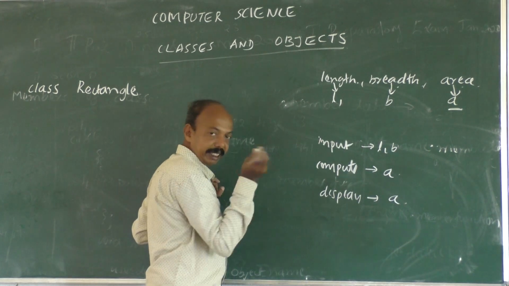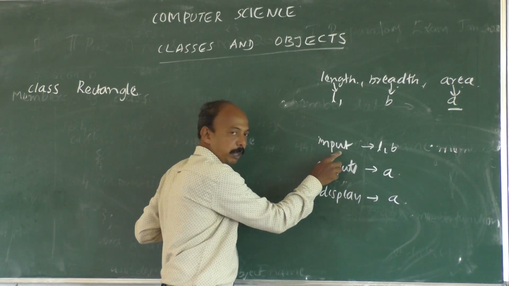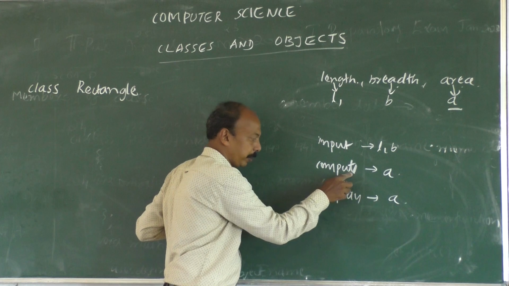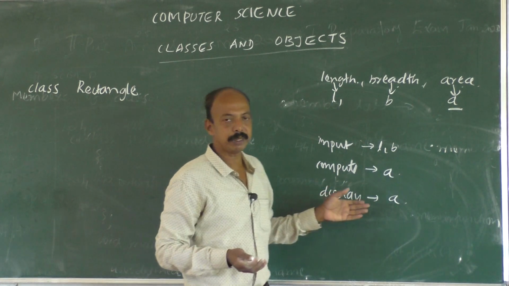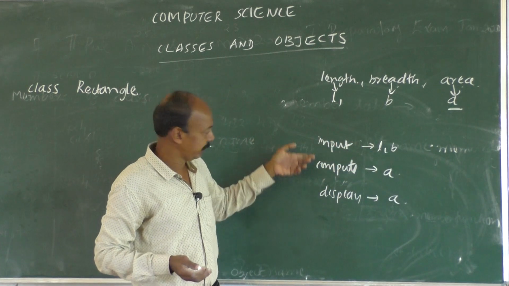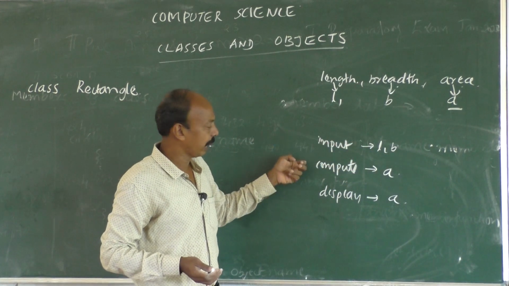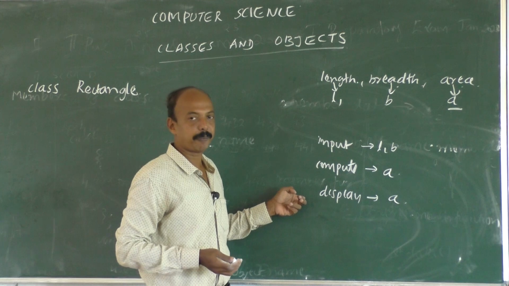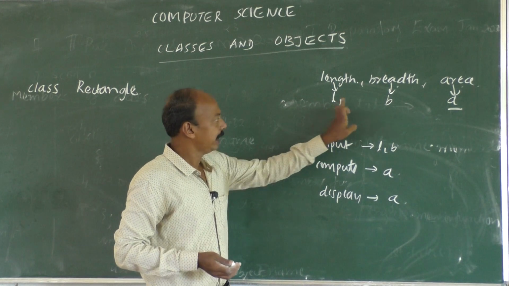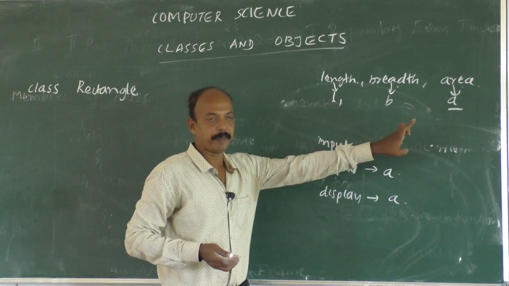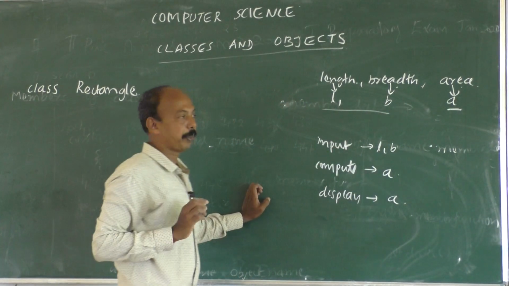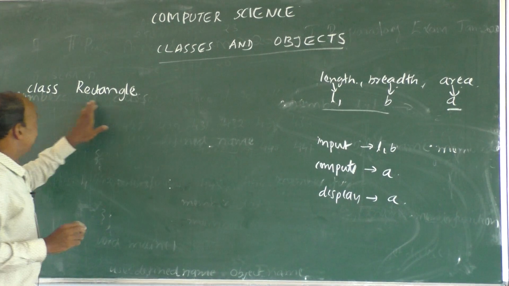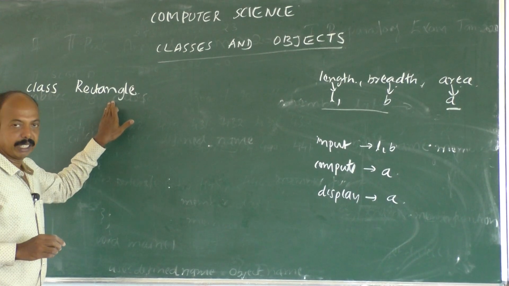So there are three functions. First function is input function, second function is compute, third function is display. For almost all the programs, we shall have three functions: input, calculate, and display. Variables length, breadth, and area. These are the two values that we are going to input, and this is the value that we are going to compute. So the name of the class is rectangle.